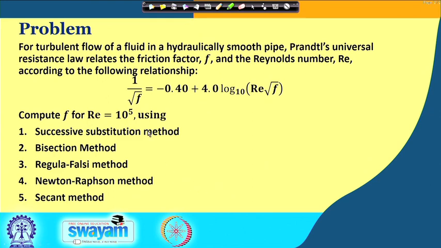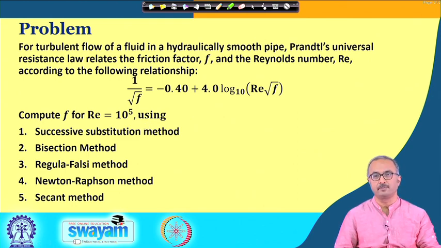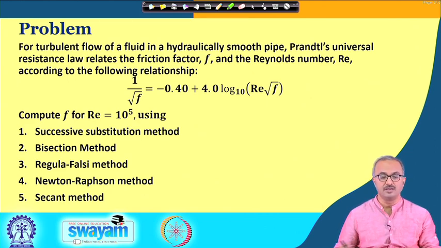In this problem, we find this kind of problem many a times in fluid mechanics, and similar problems you will also find in other engineering applications, even in chemical kinetics. Here we have a turbulent flow of a fluid in a hydraulically smooth pipe, where the Prandtl universal resistance law relates the friction factor and Reynolds number according to the following relationship.